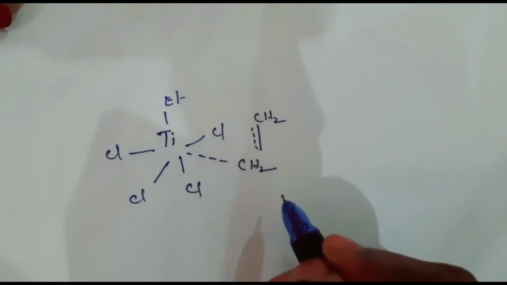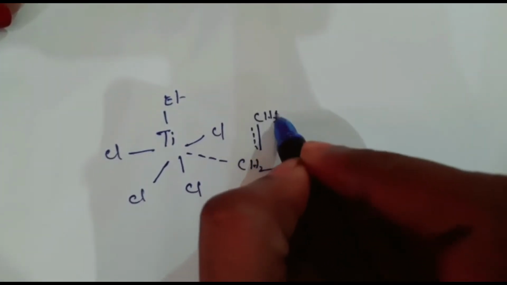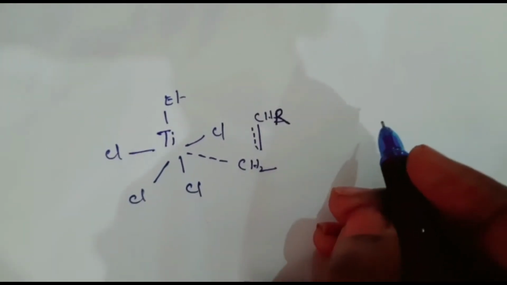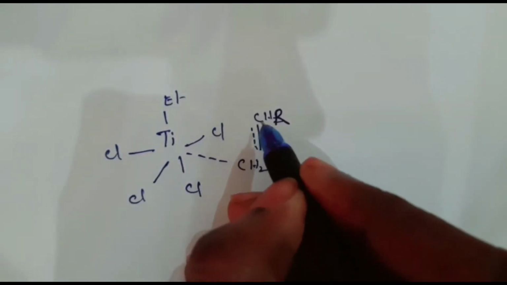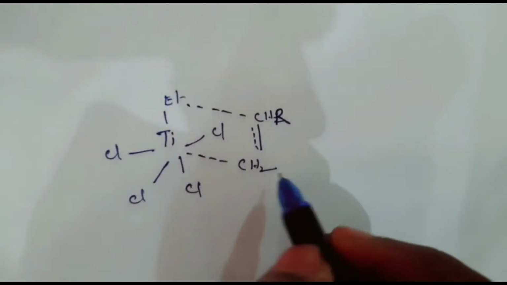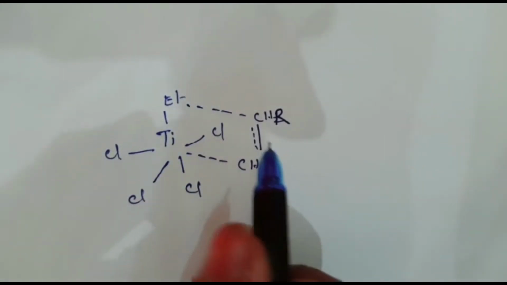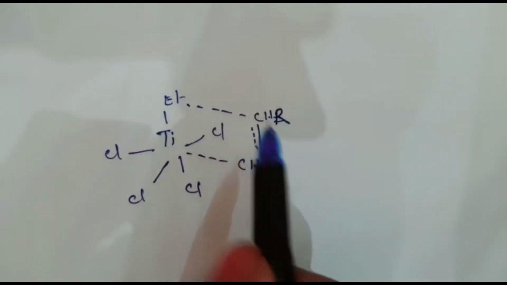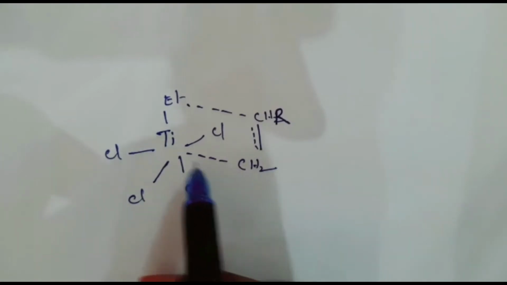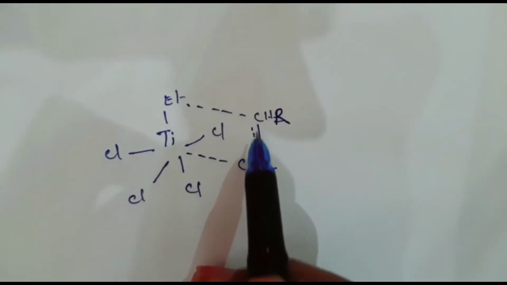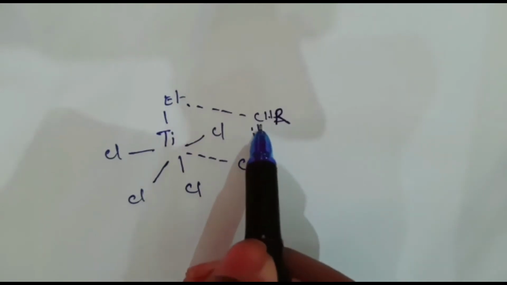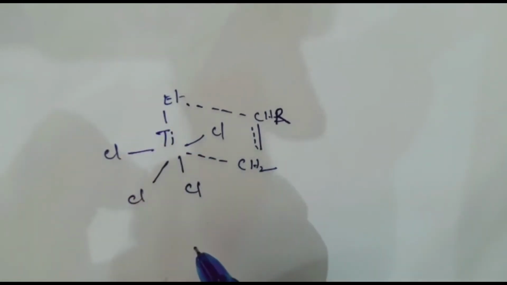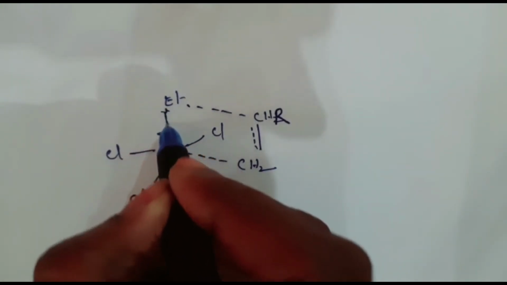Here, sorry, this will be CHR because our monomer is CH2=CHR. That R can be hydrogen or any alkyl group. Then this CHR will be bonded to this ethyl group. So the new bond will be formed towards this Et. The Et-CHR bond will be formed. Then here also a titanium-CH2 sigma bond will be formed. This double bond will be broken. So when this CHR is attached to the ethyl group, this titanium-ethyl bond will be weakened, so it is going to break.